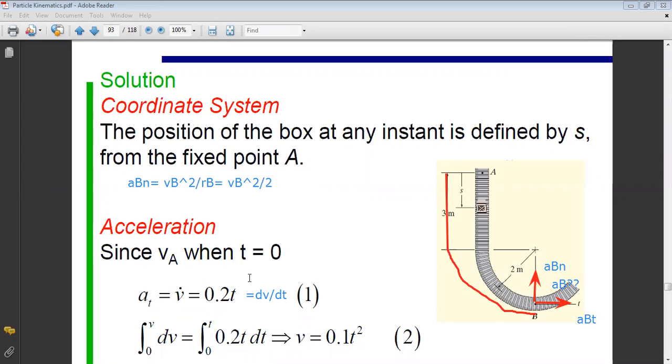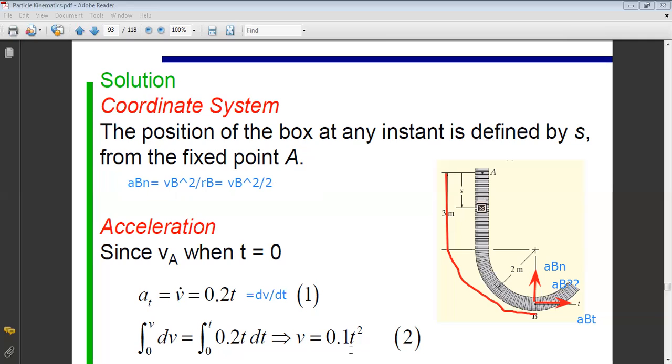So here I will do separation of variables. I will take dt to the other side. So I get that dv equals 0.2t dt. And now I will integrate. I know that I'm starting from rest, so for t equals 0, v equals 0. Okay. So now I got v as a function of time.